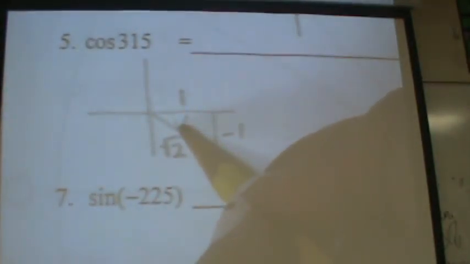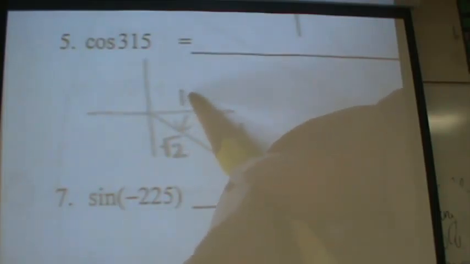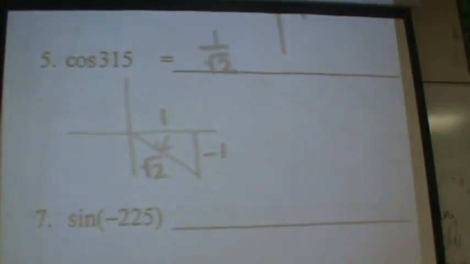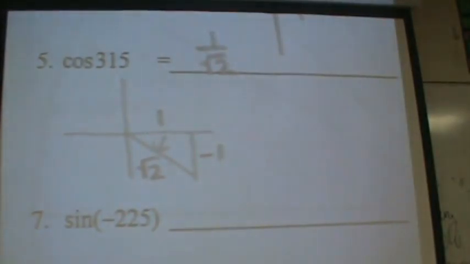What's the definition of cosine? Adjacent over hypotenuse. 1 over root 2. What if it would have said sine of 315? What would the answer have been? What's the sine of 315? It's the same triangle. What's the definition of sine? Opposite over hypotenuse. It'd be negative 1 over root 2.